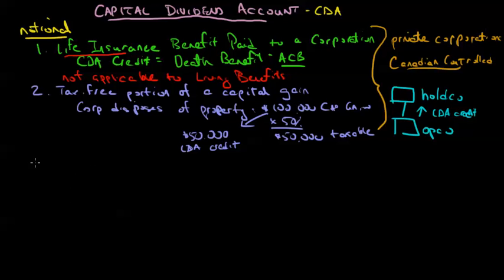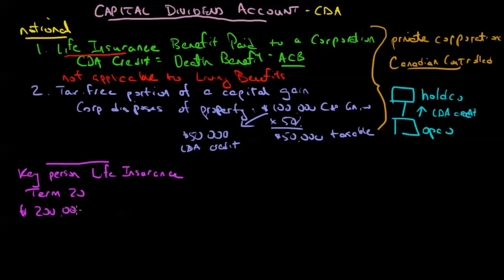So now, what does this CDA credit let me do? Well, let's say that we have a key person life insurance policy. So we have a key person policy on a manager. So we have key person life insurance owned within the corporation. And let's say it's just term insurance. We have, let's say, a term 20 policy. And let's say it's a $200,000 face amount.